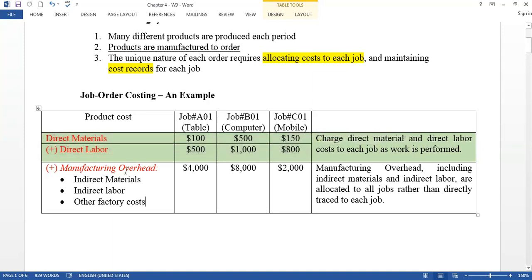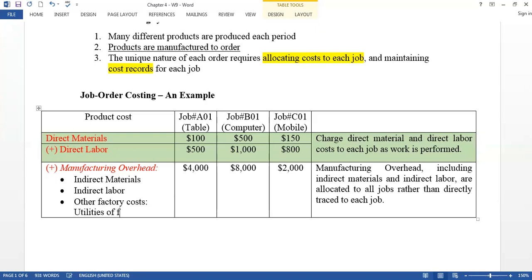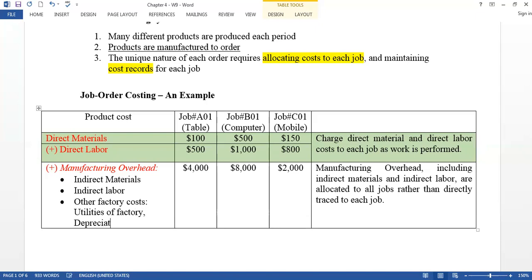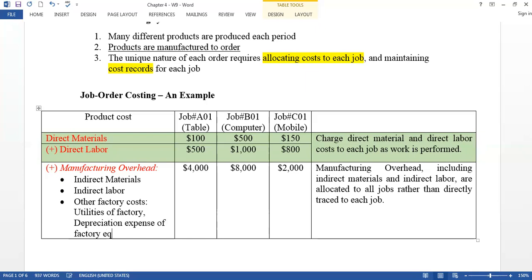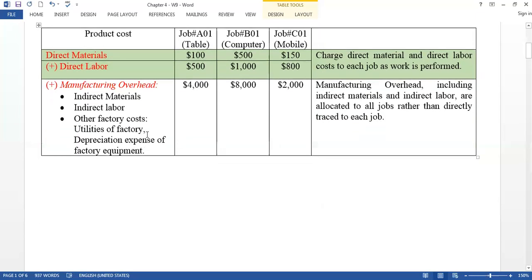And what are the elements of manufacturing overhead? Indirect materials, indirect labor, and other factory costs. And what are other factory costs? Like utilities of the factory, depreciation expense of factory equipment. So these are several examples of manufacturing overhead.